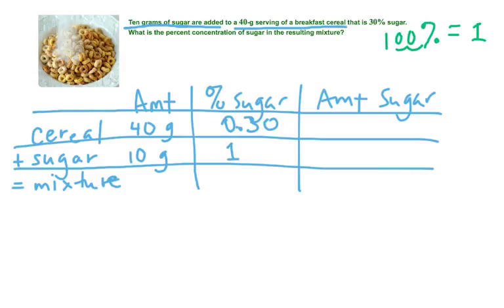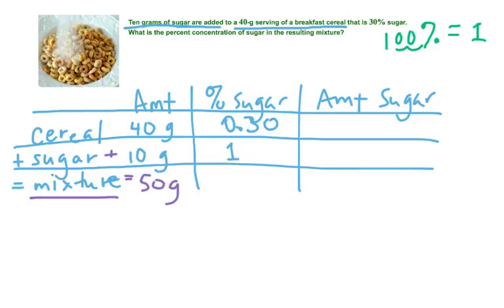Now I've got a bunch of empty spaces that I need to fill in. This is all the information that I'm given. Under the amount column, if I'm adding 40 grams of cereal to 10 grams of sugar, my mixture is going to be the weight of both of those combined, which is 50 grams. Now, can we add percents together? No, we can't. If we could, it would be easy to solve this problem, but we can't.